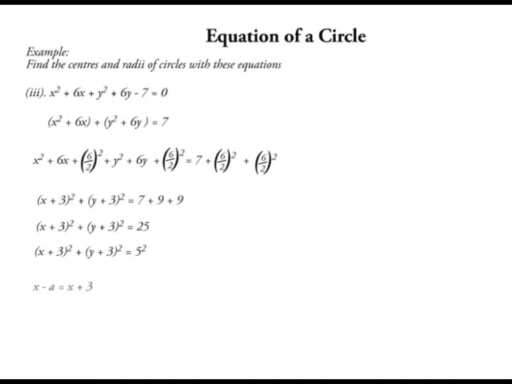X minus a is equal to x plus 3, and therefore a is negative 3. Y minus b is equal to y plus 3, therefore b is negative 3. And therefore the center is at (negative 3, negative 3), and the radius is 5 units.